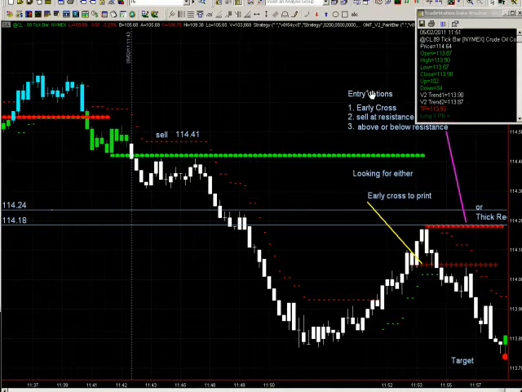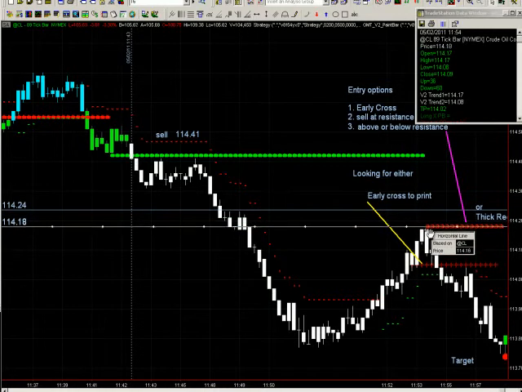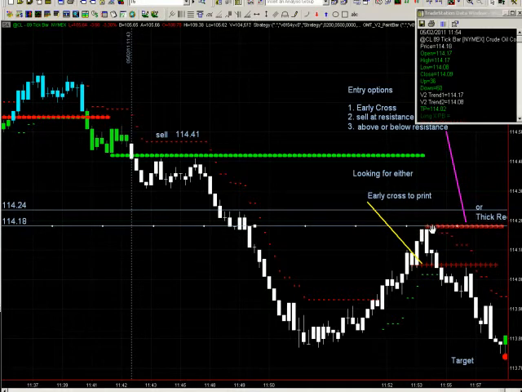So let's go through the entry options. Early cross, sell at resistance, right on the resistance line, or option 3, you can sell at a price slightly above or slightly below, so you're just offsetting your entry. That's all. They're your three options. Your stop option is just a fixed price above resistance. That's it. It's pretty easy, and once you're in the trade, you can use either a fixed stop or a trailing stop.